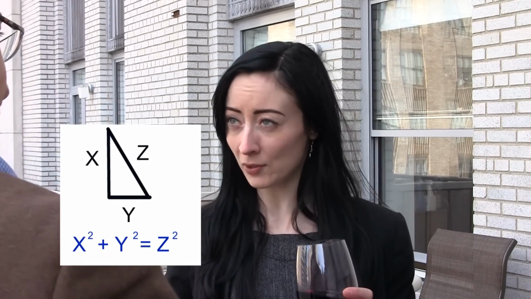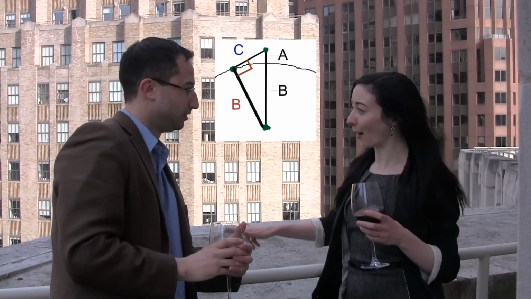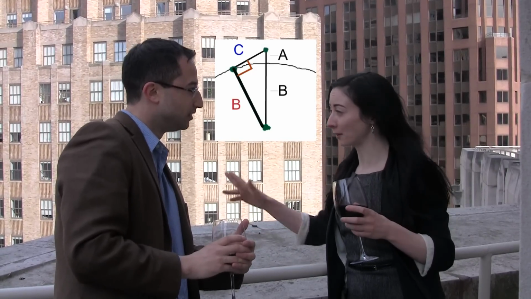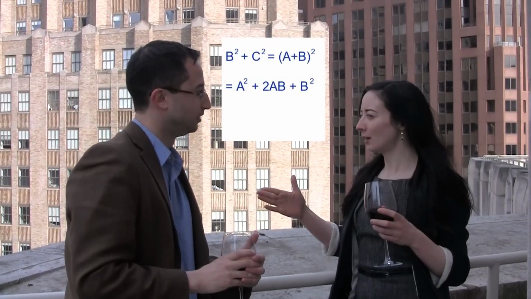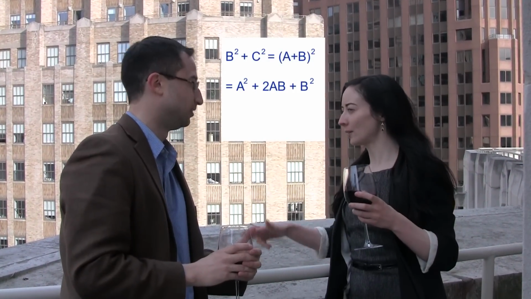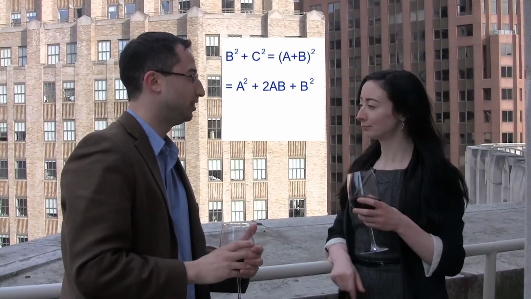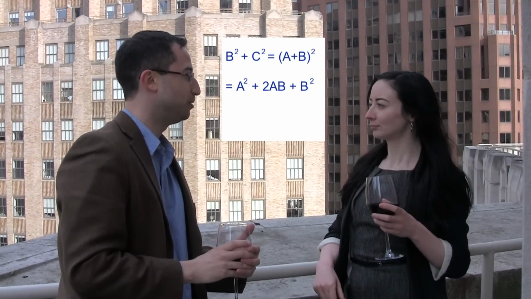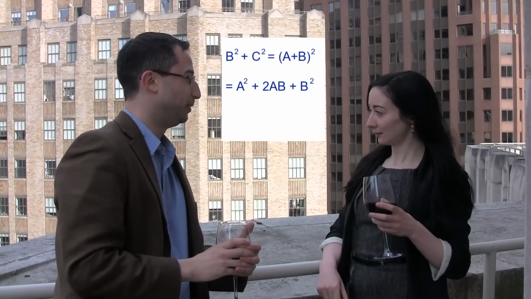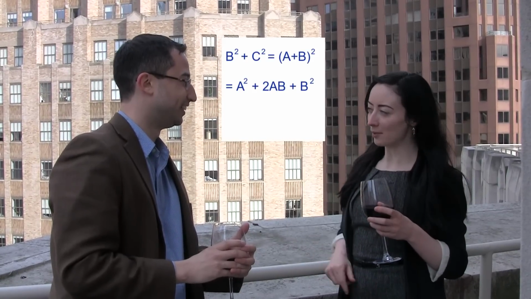Okay. So from the Pythagorean theorem, which we know says that the sum of the squares of the legs equals the square of the hypotenuse. So in our case, that's going to tell us that b squared plus c squared equals the sum of a plus b squared. And furthermore, the sum of a plus b squared is a squared plus 2ab plus b squared. Okay, so the sum of c squared plus b squared is going to be a squared plus 2ab plus b squared. Is that the best you can do?